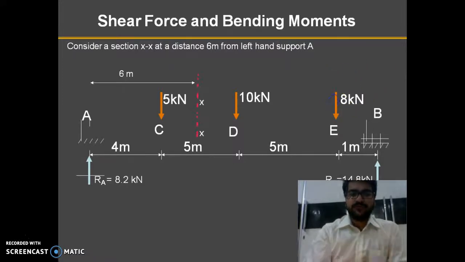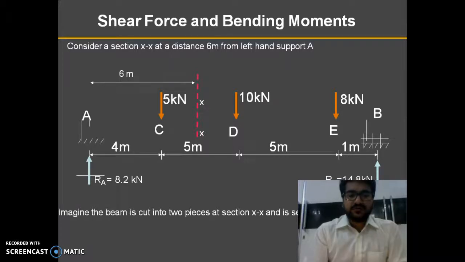In order to do this, we first need to make a cross section XX at 6 meter from the left hand support A, as shown in the figure. This pink line is denoting a cross section XX, where I wish to know what will be the impact on this cross section due to the applied forces and the reaction, which is at 6 meter from the left end.